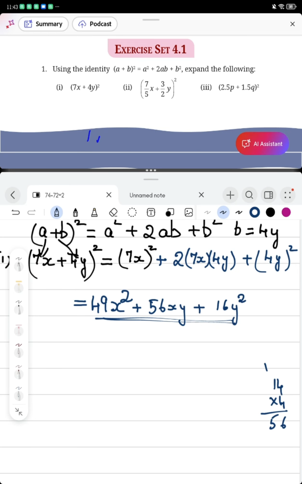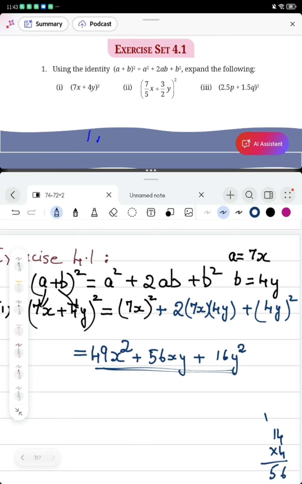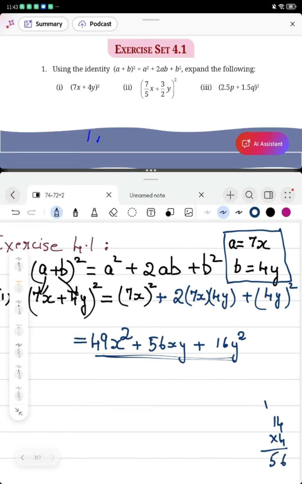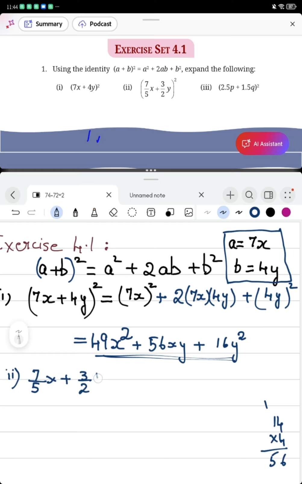That's it. You just have to expand using this identity. All right, so our a and our b have been taken as given in the question, and we have substituted in this place. Okay, so now our question is this second subdivision. We have the question here: 7 by 5 x plus 3 by 2y. We have to expand this using the first identity. Always remember, this is the first identity we have started with. There are many identities yet to come.